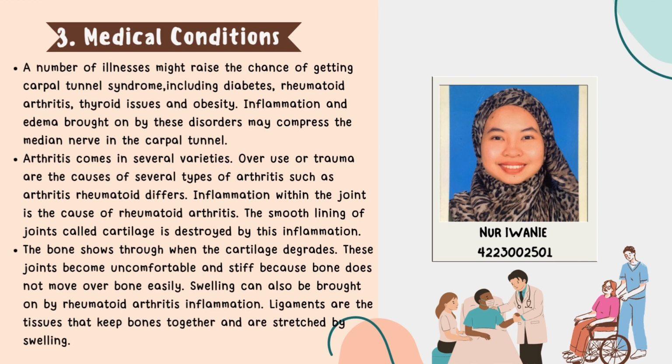Overuse or trauma are the causes of several types of arthritis, which differ from rheumatoid arthritis. Inflammation within the joint is the cause of rheumatoid arthritis. The smooth lining of joints called cartilage is destroyed by this inflammation. The bone shows through when the cartilage degrades. This joint becomes uncomfortable and stiff because the bones do not move or bond easily.